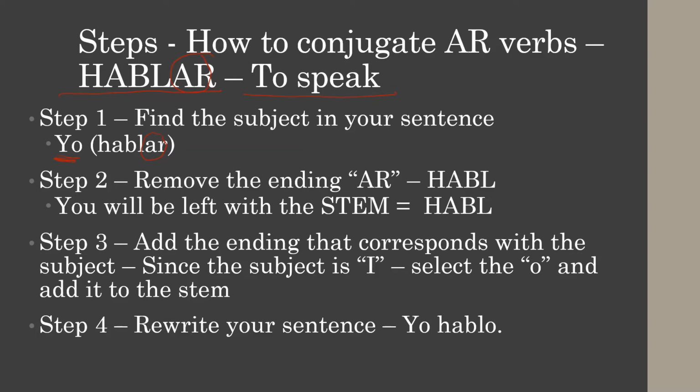Step 2 is remove the ending. So we would remove the ending, and what is left is the stem, which is right here. That is our stem. Step 3, we're going to add the ending that corresponds with the subject. Since the subject is I, select the o and add it to the stem. Rewrite your sentence and it will be yo hablo.